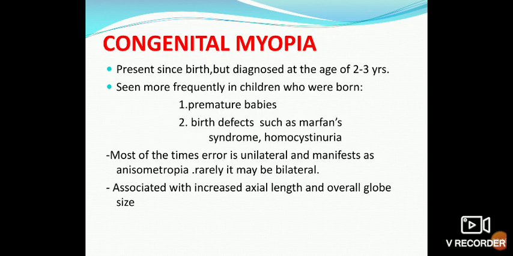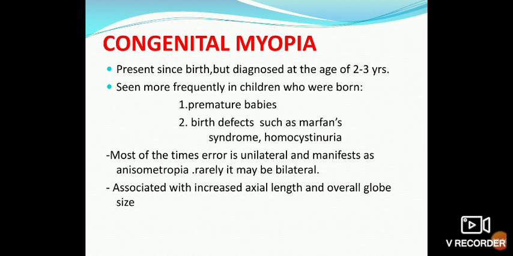So, what is congenital myopia? Congenital myopia is myopia at birth. Normally, the child is born hypermetropic. Hypermetropia of plus 2.5 diopter is the hypermetropia at birth. But here, instead of this, there is myopia at birth. Usually, these children are not diagnosed at that age, but are diagnosed at the age of 2 to 3 years. These are frequently seen in children who are premature, or who have birth defects like Marfan syndrome and homocystinuria. So this condition is common in children having premature birth.